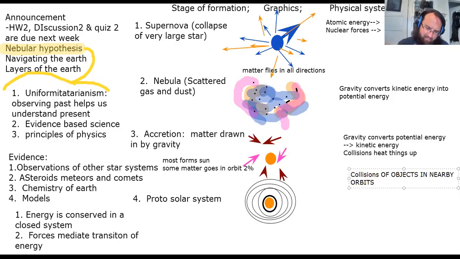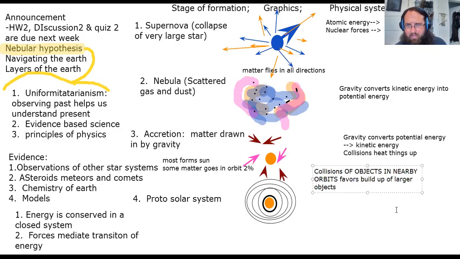This favors buildup of larger objects. Larger objects are going to start to be favored by this process. Finally, what starts to happen is these larger objects have a stronger gravitational pull. So in addition to all these objects colliding, you also have lots of gas and dust around here.